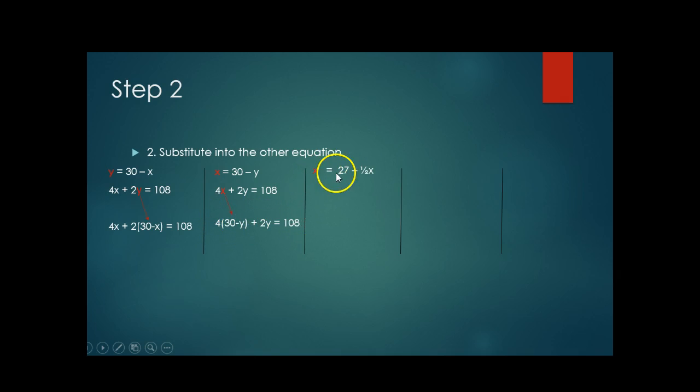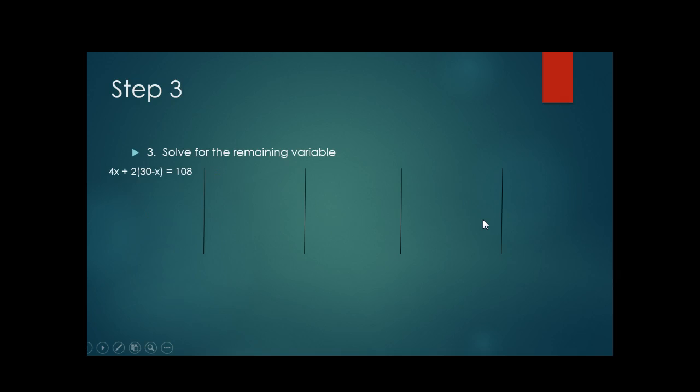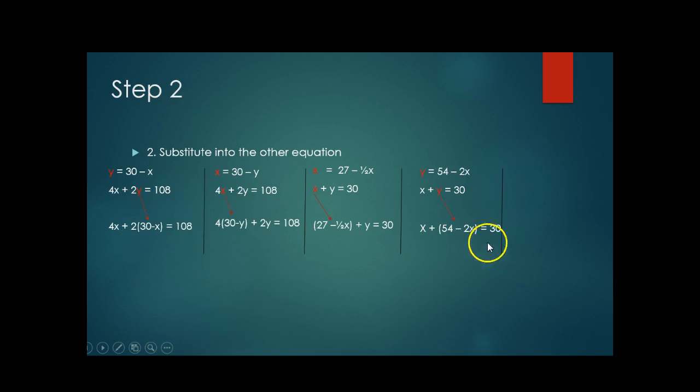If I start with this, I'm going to plug it into the easier equation. It's going to be 27 minus 1/2 x plus y, or it should be y, sorry: 27 minus 1/2 y plus y equals 30. And the last one is, if I know what y is in my more complex equation, I'm going to plug it into the simple equation. I'm going to have x plus 54 minus 2x equals 30. So those are my 4 possible substituted equations.